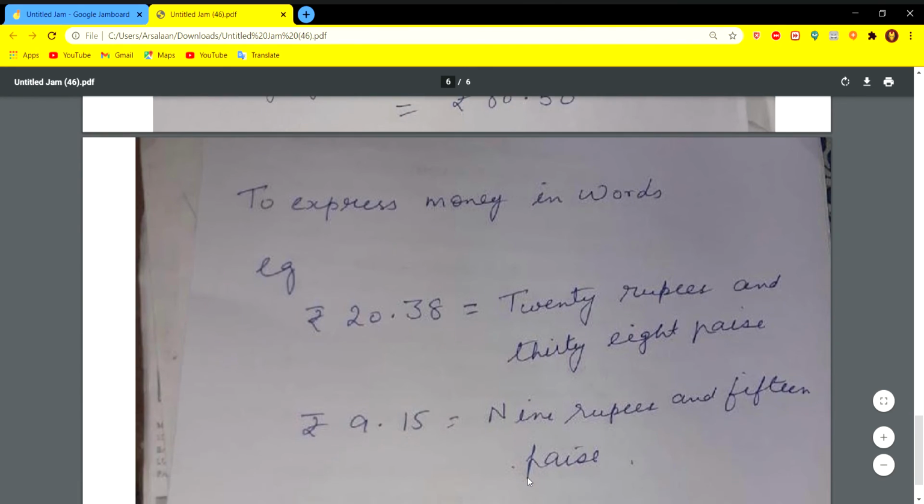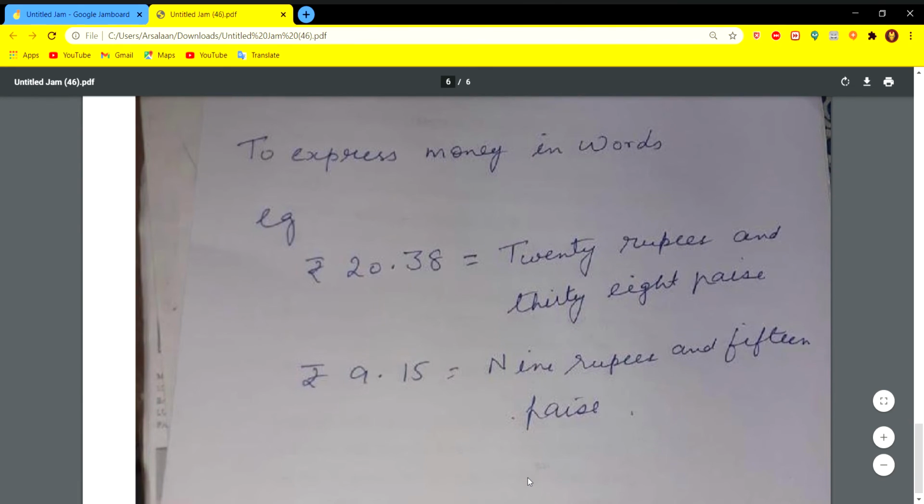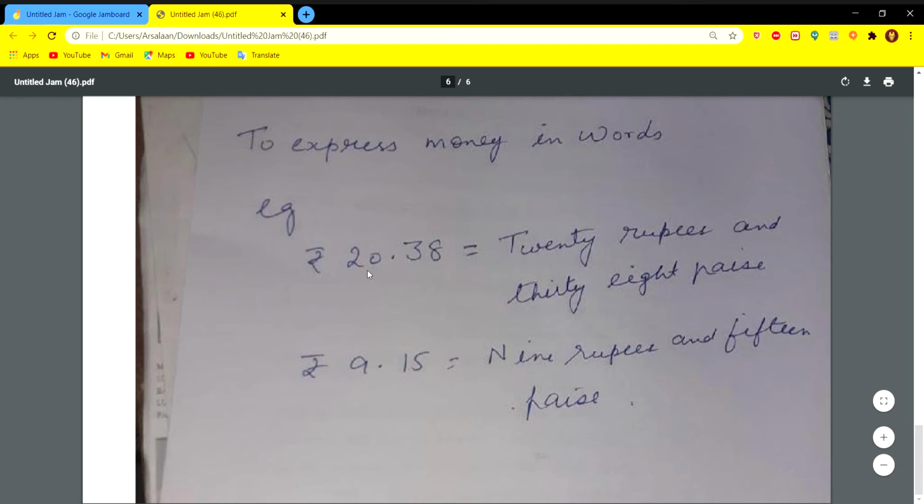Now how to express money in words? Suppose it is written 20.38. Before the point it is rupees, so 20 rupees, and after the dot it is paise, so 38 is paise. So in words we will write it as 20 rupees and 38 paise.